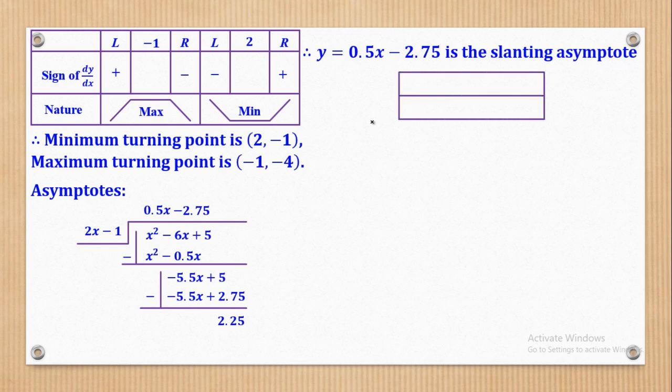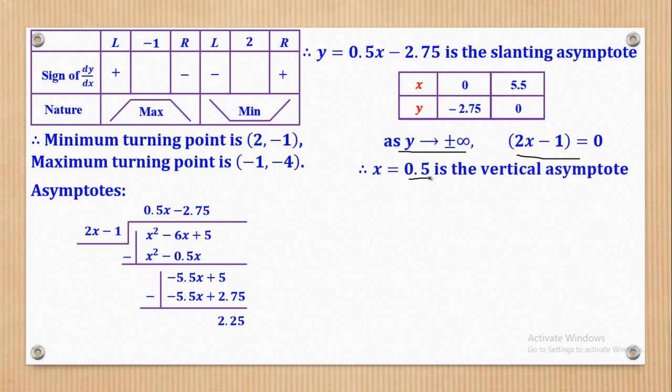But to draw such a line, you need 2 points. So I'll get 2 points, and those will be the intercepts. When x is 0, y will be negative 2.75, and when y is 0, x will be 5.5. Then that was the slanting asymptote. What about the vertical asymptote? For the vertical asymptote, as y tends to plus or minus infinity, the denominator will be equal to 0. Therefore, x = 0.5 is the vertical asymptote.